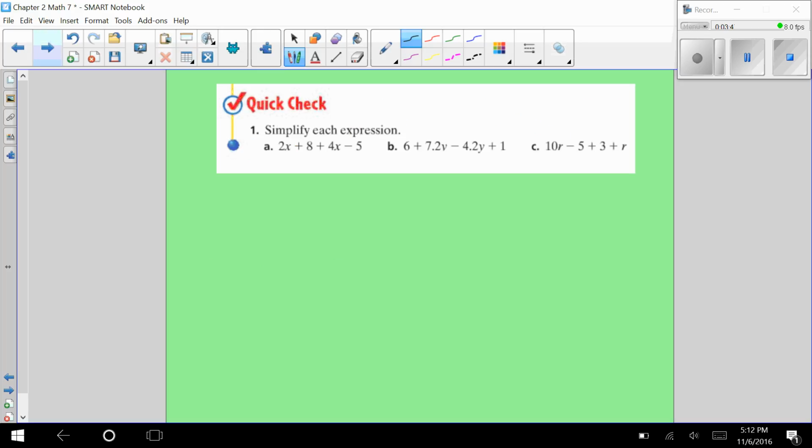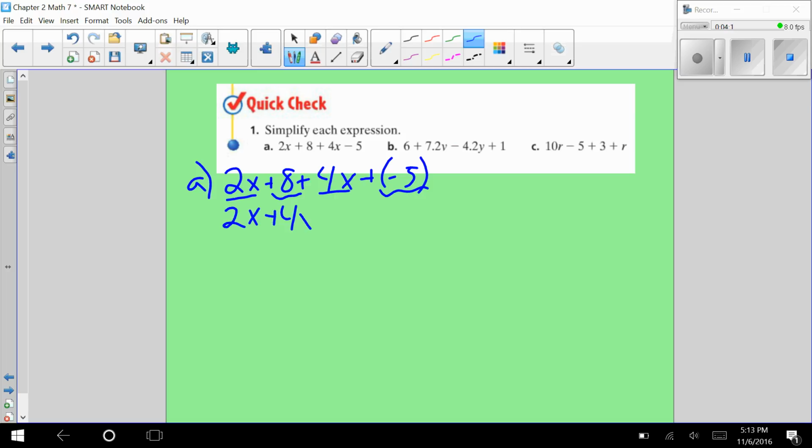Let's try these ones together. For a, our very first step is going to be to change it to a sum. 2x plus 8 plus 4x plus -5. Now let's identify which terms are like terms. 2x and 4x are like terms. 8 and -5 are like terms. We want to rewrite this so those are next to each other. So 2x plus 4x plus 8 plus -5.